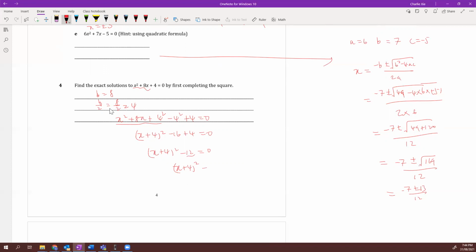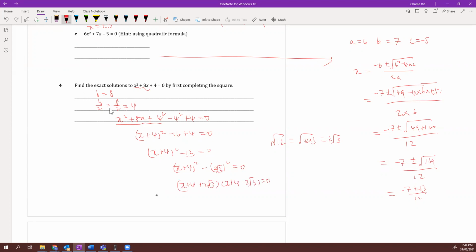Any positive number, this 12 could be expressed as a square. That's the square root of 12. Square root of 12 is actually the square root of 4 times 3, and that's 2 root 3. Okay, 2 root 3. So instead of writing the square root of 12, I can write 2 root 3. All right, so that's x plus 4 plus 2 root 3, times x plus 4 minus 2 root 3, equals 0.